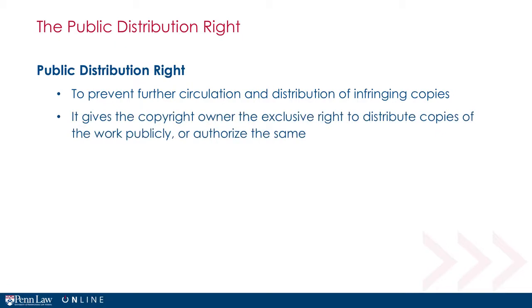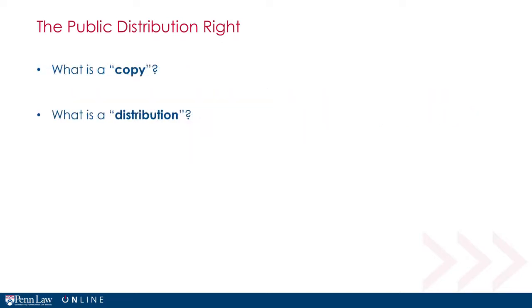Well, it gives the copyright owner the exclusive right to distribute copies of the work publicly, or to authorize such distributions of copies of the work publicly. Now, based on what I just said, it raises two obvious questions. What exactly is a copy? And secondly, what is a distribution? These things may seem obvious in our lay usage, but they have particular connotations within the context of copyright law that one should be aware of.